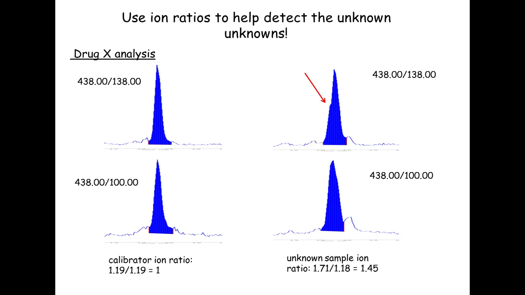But it's not always as obvious as that, so ion ratios can really help you detect the unknown unknowns, because no matter how many interferences you test in your method, there's always a possibility that there's something you haven't thought of, and that can really affect the quantitation of your analyte. And back when we were discussing the lower limit of quantitation, I said that the ion ratios have to pass for those samples, and this is what I was talking about.